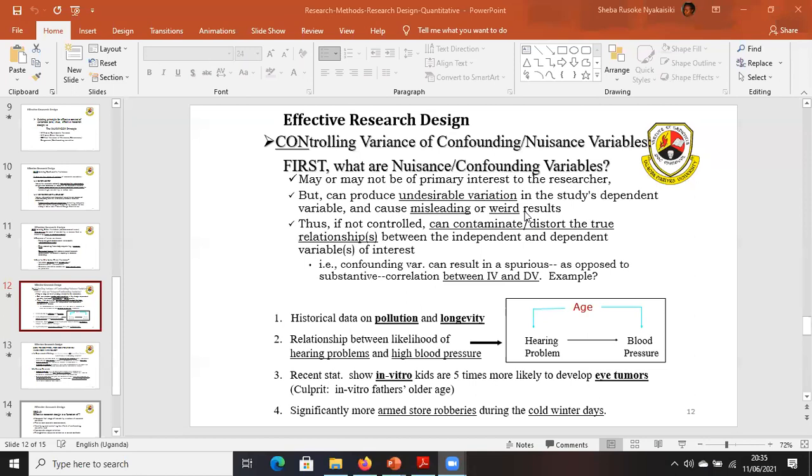So did we have any question on the qualitative side? The quantitative side is quite technical. Did we have any question on the qualitative side?